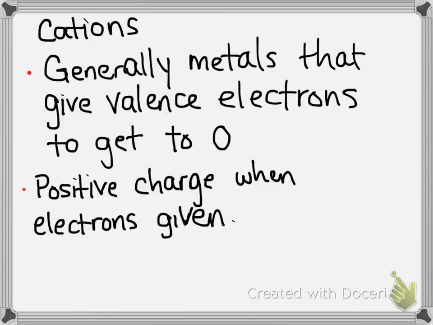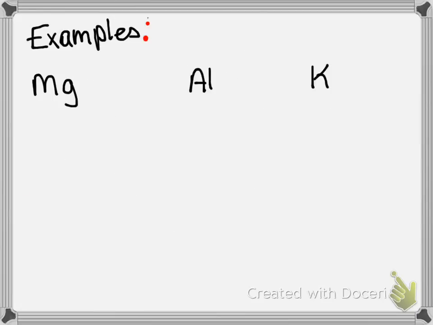When they give up valence electrons, they're going to have a positive charge based on how many they gave up. If we look at some examples, magnesium is in column 2A, so it has 2 valence electrons. Since it's closer to 0, magnesium is going to give up those 2 valence electrons. And so you can determine that it's going to be a +2 charge.